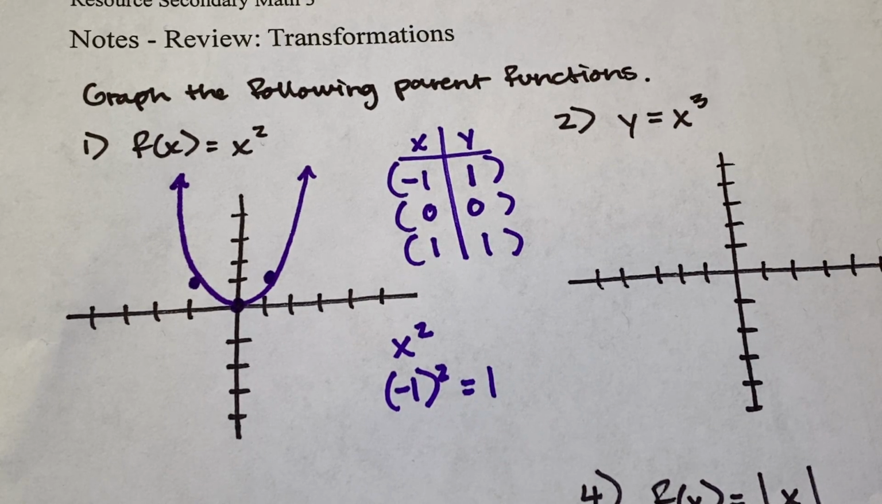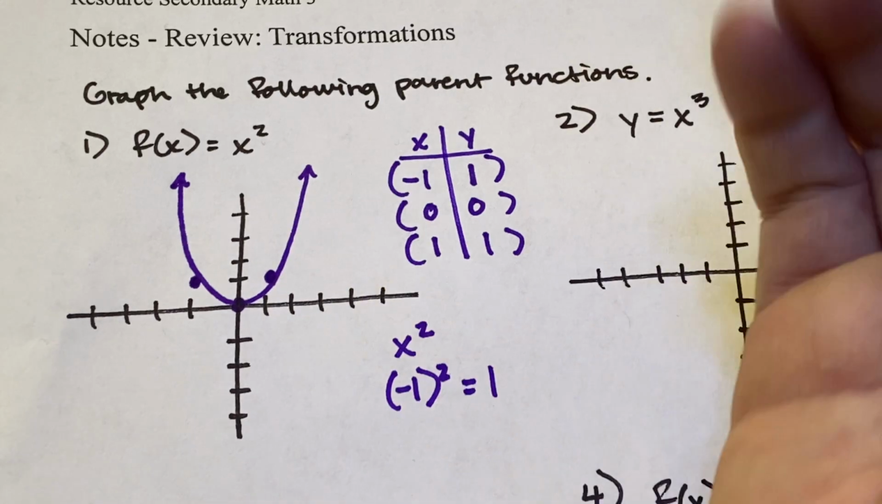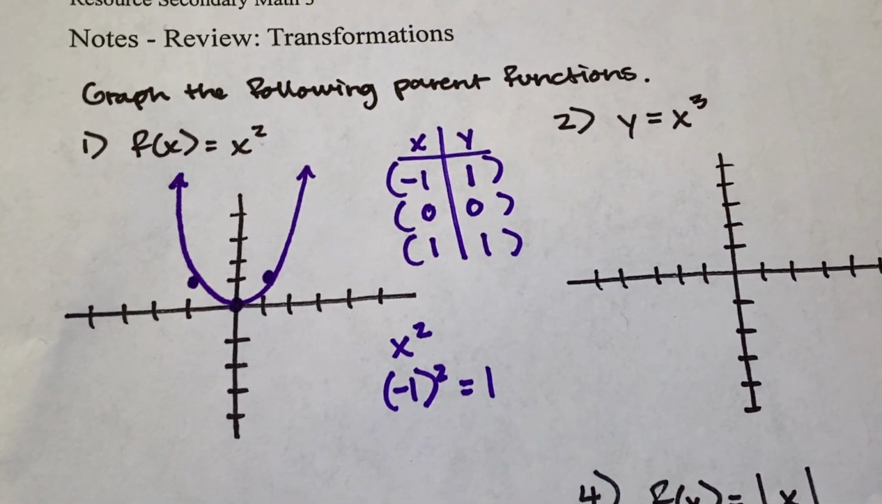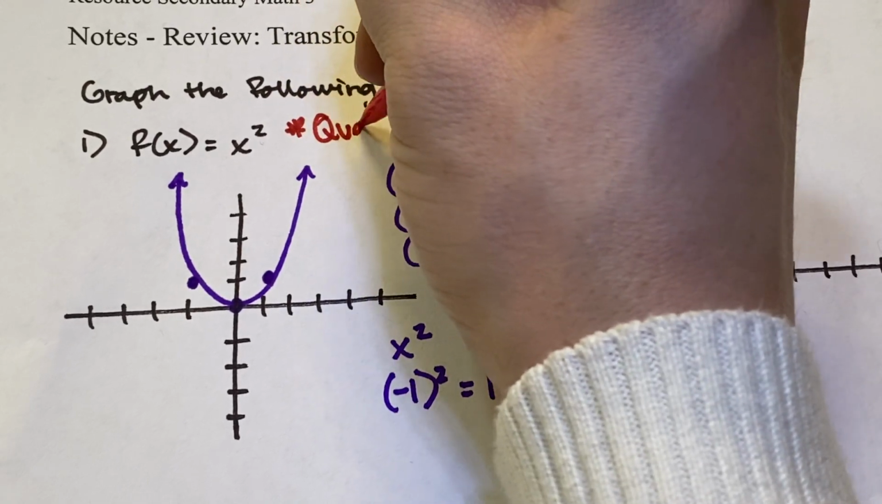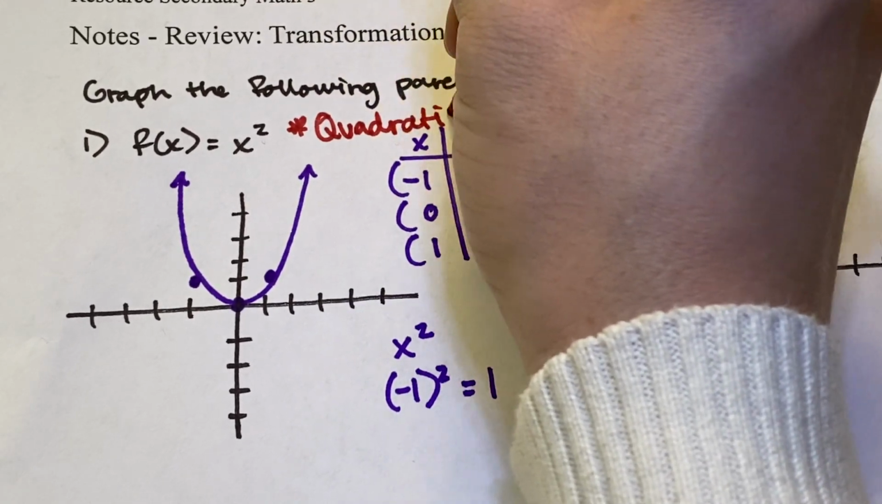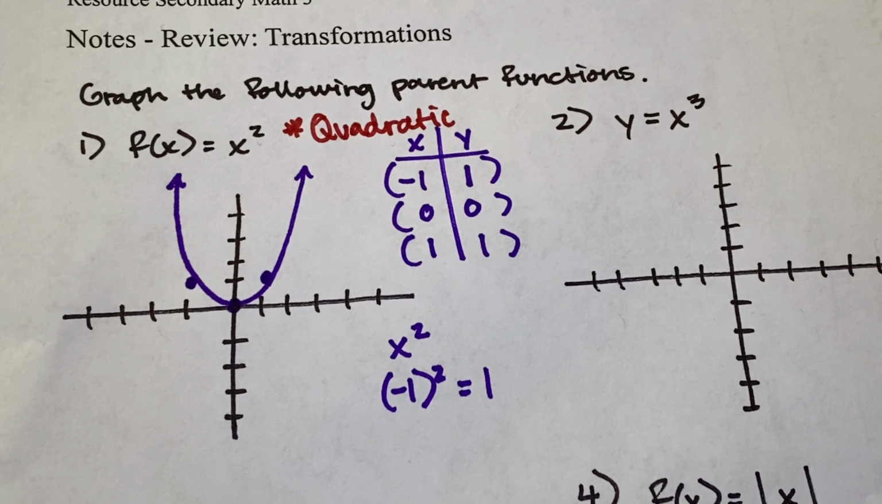Wait, which one is this? This is a quadratic. Ooh, yeah, let's put that on our paper actually. Maybe put a star by this. This is a quadratic. Great point.